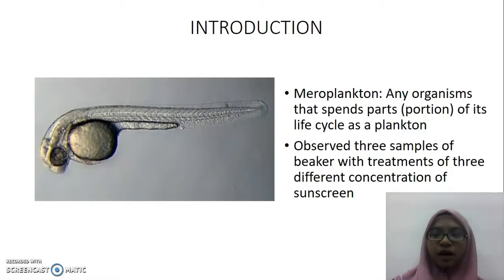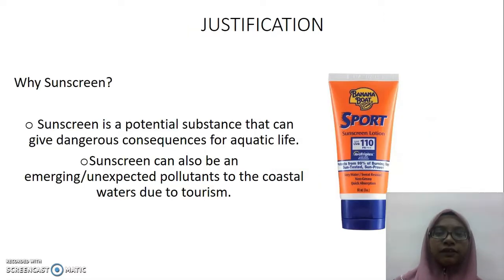In this experiment, we observed 3 samples of beaker with treatments of 3 different concentrations of sunscreens. Why did we choose sunscreen? Sunscreen is a potential substance that can give dangerous consequences for aquatic life. It also can be an emerging or unexpected pollutant to the coastal waters due to tourism.